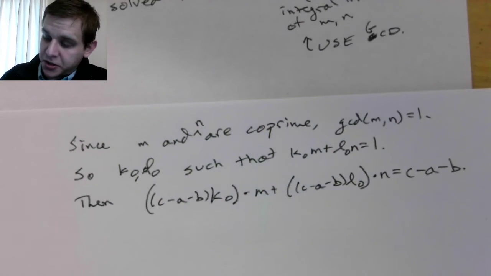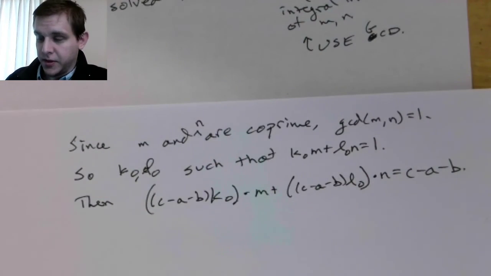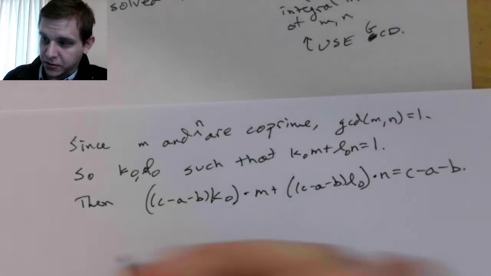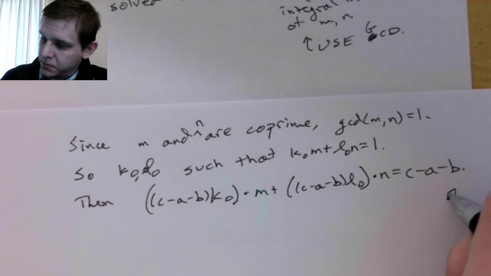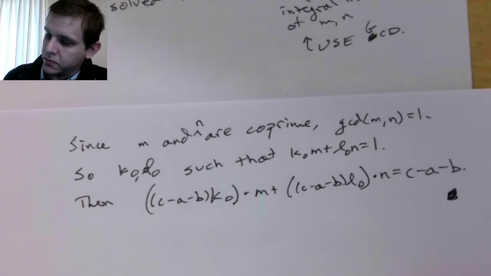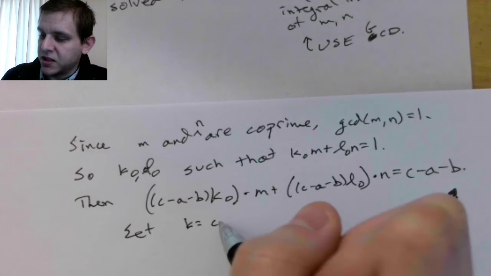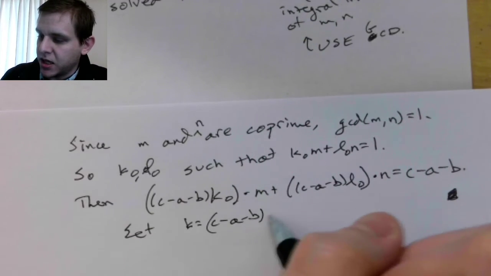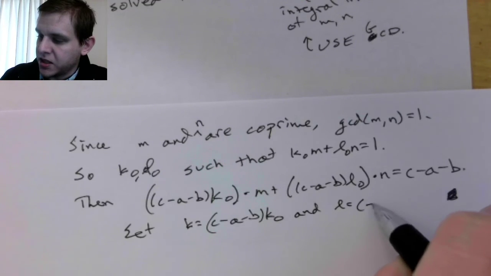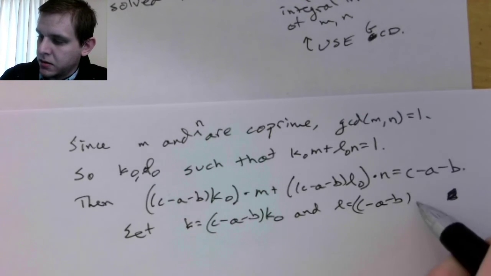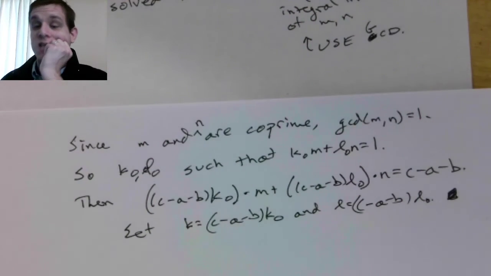So we can solve the equation and the inclusion. If you go back through the proof, you see that the inclusion holds. Maybe I should say set K equal to C minus A minus B times K naught, and L equal to C minus A minus B times L naught. And that's the end of the proof.